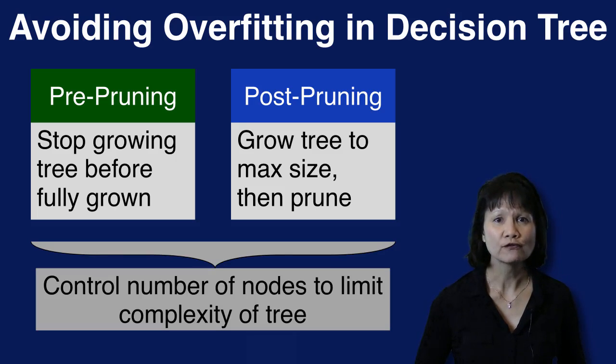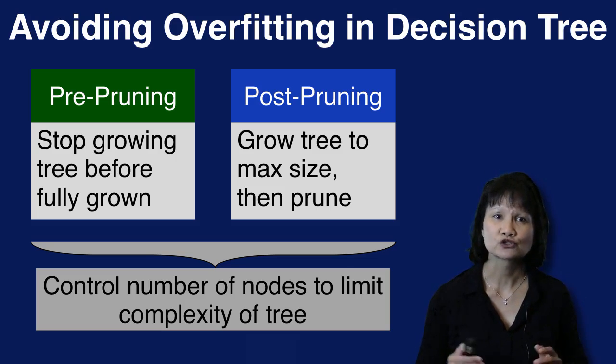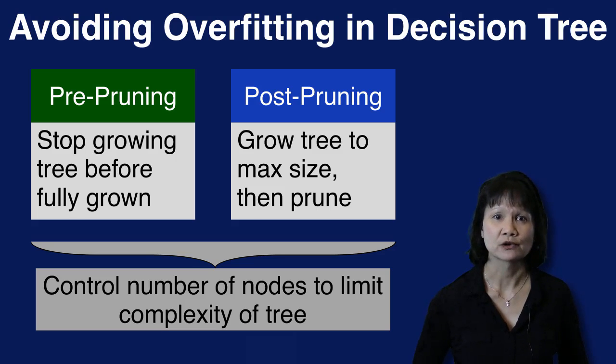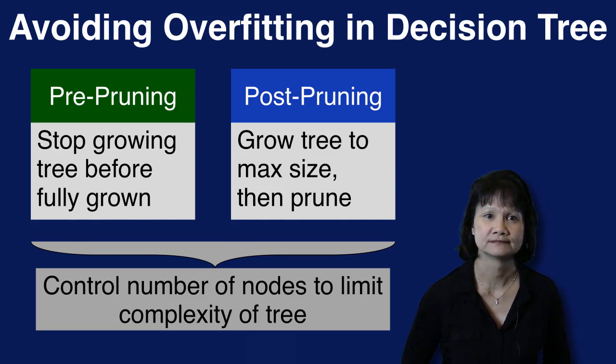In general, overfitting occurs because the model is too complex. For a decision tree model, complexity is determined by the number of nodes in the tree. So addressing overfitting in decision trees means controlling the number of nodes. Both methods of pruning control the growth of the tree and consequently the complexity of the resulting model.